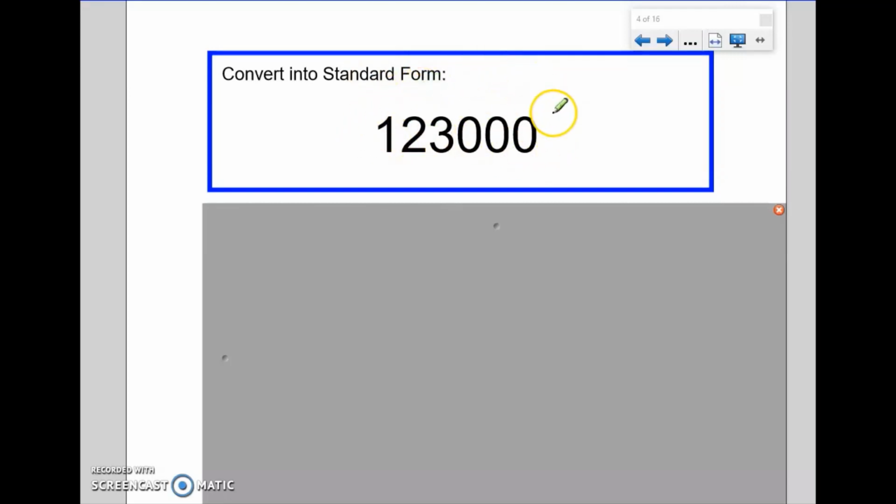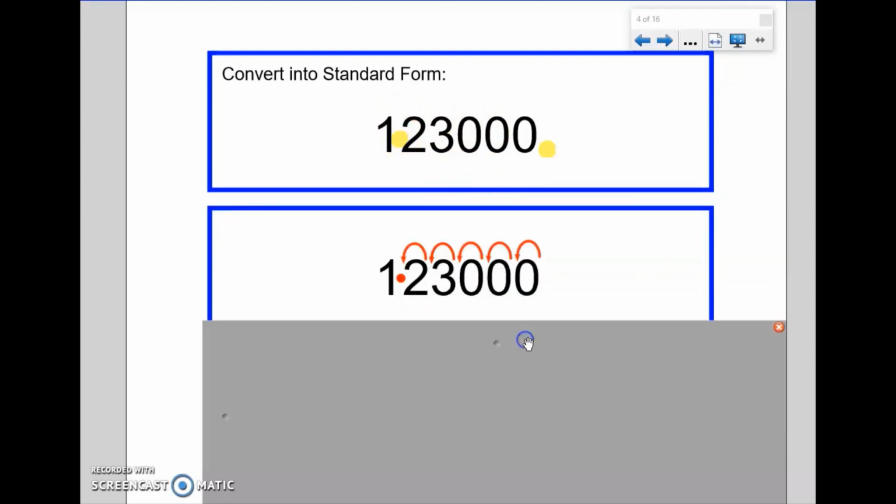123,000. I'm going to look at where the decimal point starts here, and I'm going to move it so that the number is between 1 and 10. 1, 2, 3, 4, 5. I'm going to drop the decimal point there. So it's going to look a bit like this.